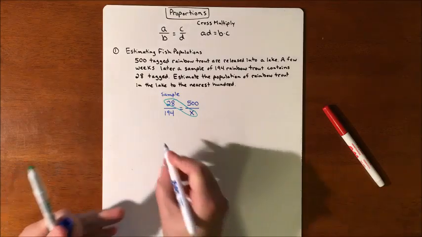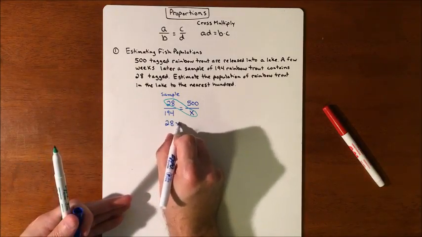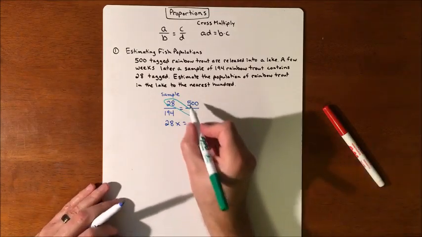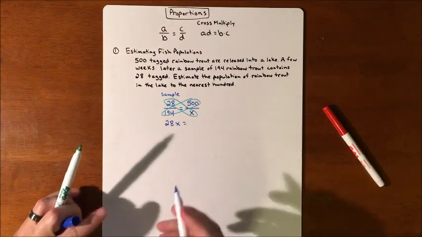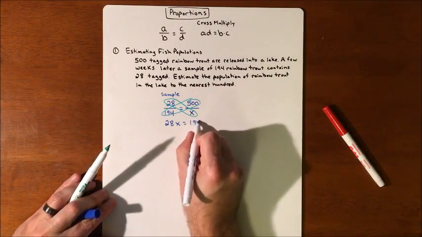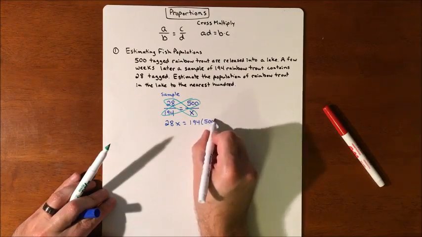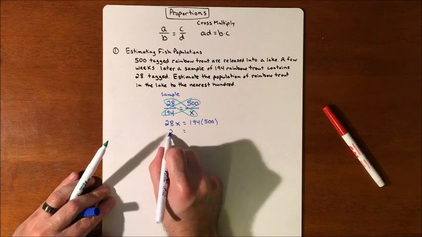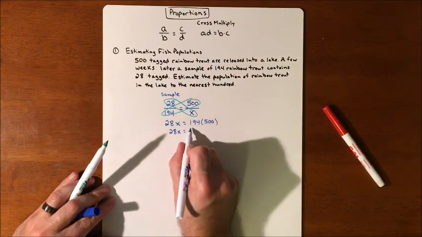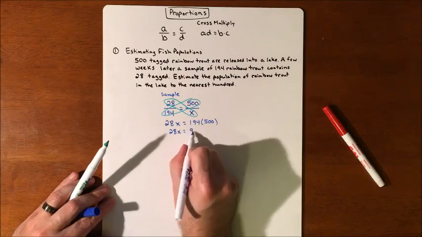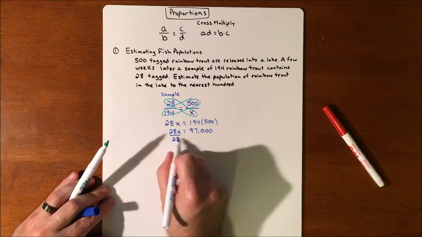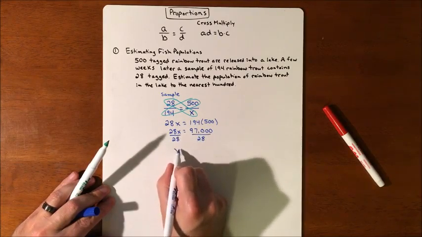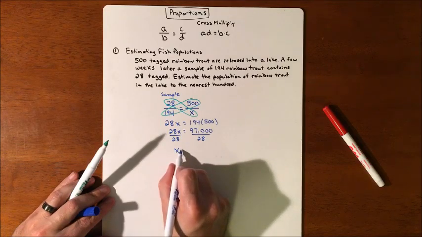So 28x is going to equal the other cross product, which will be 194 times 500. And that's going to give us, well, we'll write it out, 194 times 500. So the cross products are equal to each other. We have 28x equals 194 times 500, ends up being 97,000. We'll divide both sides by 28. And x is going to be, now it's not going to work out perfect. 28 doesn't divide evenly into 97,000.